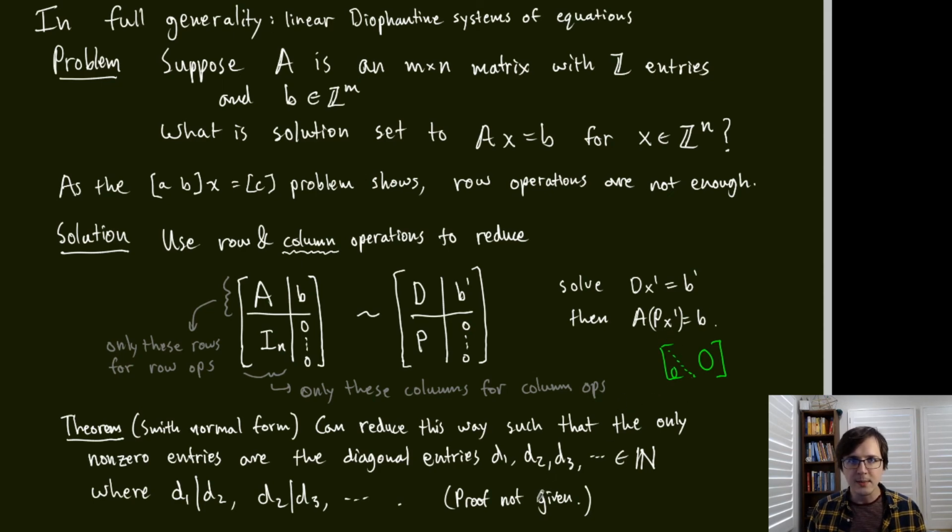So the theorem that we're not going to prove in this course is that by applying row and column operations like this, we can actually get it into diagonal form. And also we can get it into a normal form called Smith normal form. In the end, all the diagonal entries are non-negative natural numbers, and each one divides the next. So for example, it could be 2, 4, 4, 0 down the diagonal.